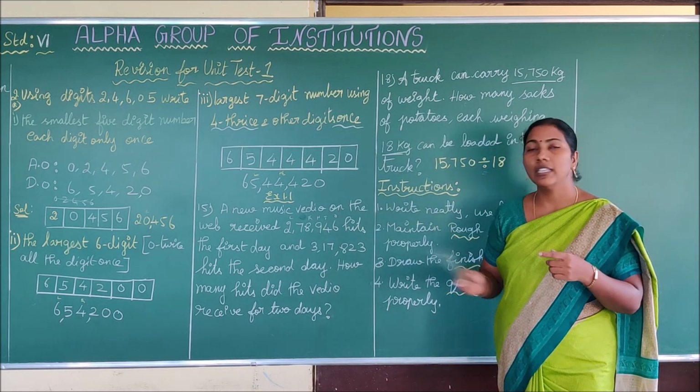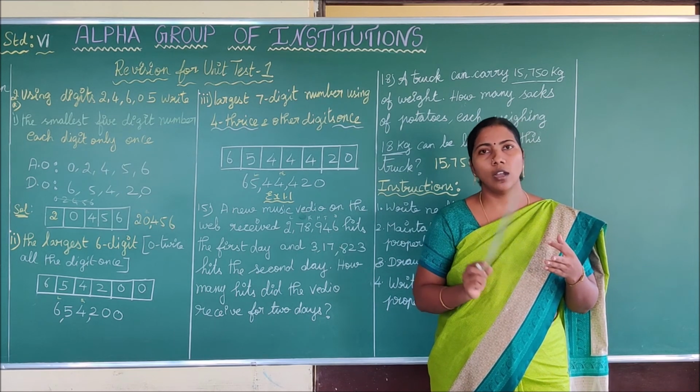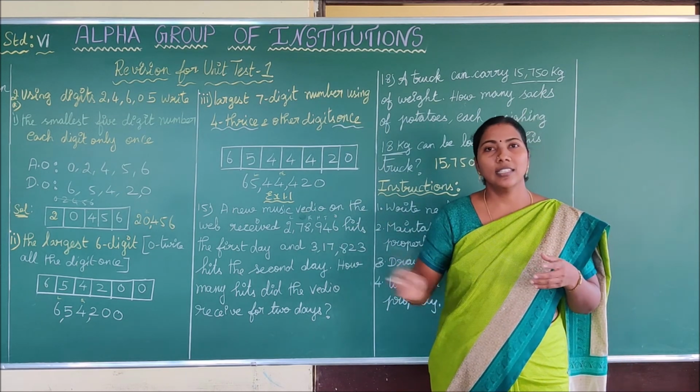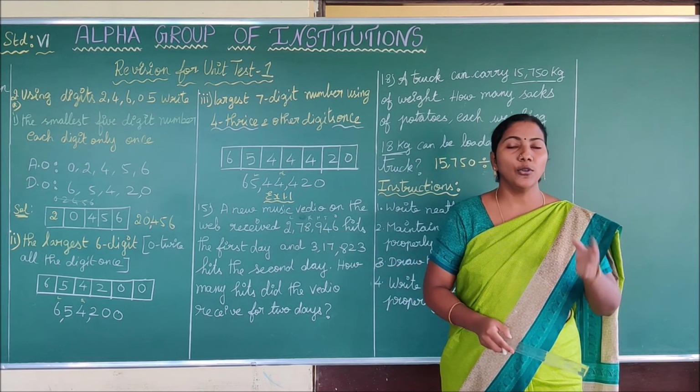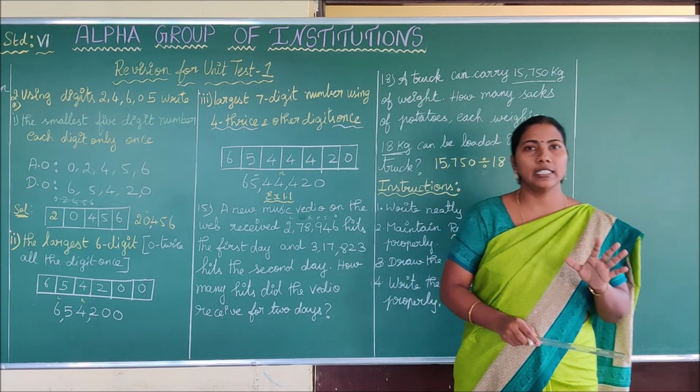Children, you have to revise all the 13 example sums and also the exercise sums, all the sums. Don't think that only these sums will come to the test. This sum may come or may not come. You have to revise all the 18 sums in the exercise and all the 13 example sums.